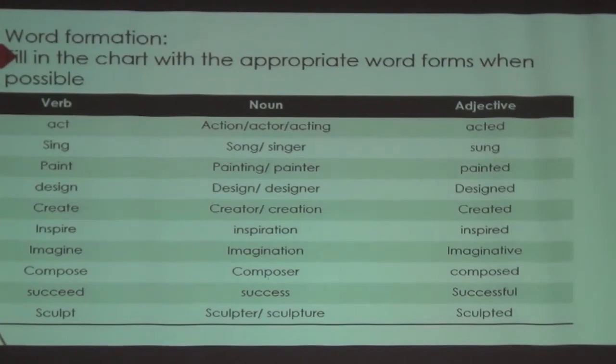Right, let's see the answers together. For the verb sing, we can have song or we can have singer, and both of them are nouns. For the adjectives, we have the past participle sung, S-U-N-G. For paint, we have painting, painter, painted. For design, we have design, no change. And we have designer, the person. For the adjective, we have designed. Create, creator, creation, created.